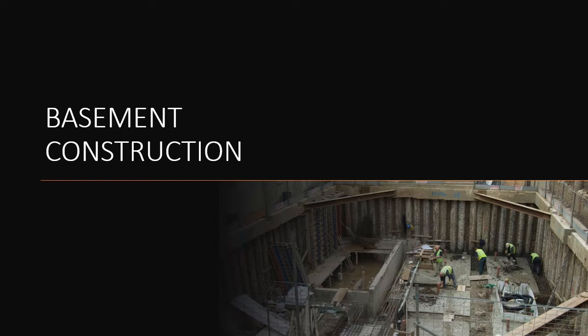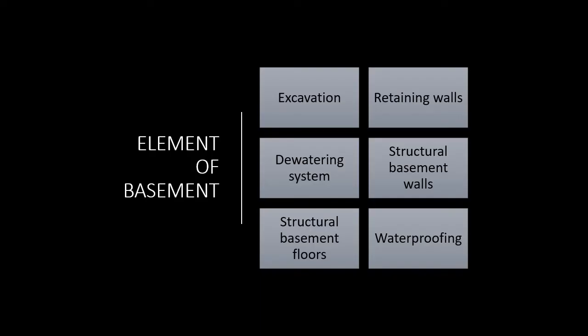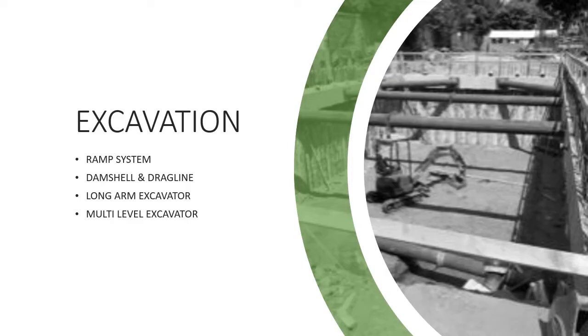In this video, we're going to continue to learn on the basement construction. There are 6 elements of basement, which are excavation, retaining wall, dewatering system, structural basement wall, structural basement floors, and waterproofing. The first element is excavation. We're going to learn ram system, dam shell and drag line, long arm excavator, and multi-level excavator.